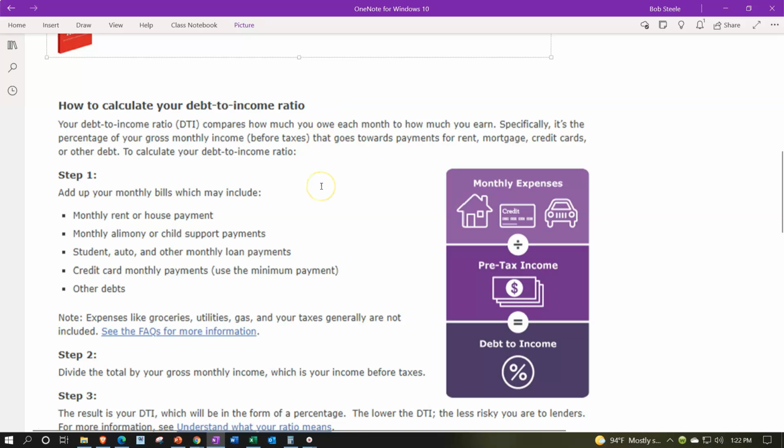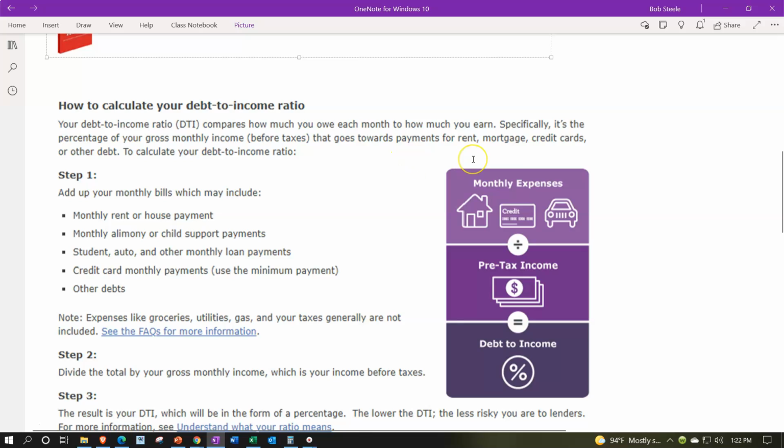So your debt to income ratio, they like to call the DTI, compares how much you owe each month to how much you earn. Specifically, it's the percentage of your gross monthly income before taxes that goes toward payments for rent, mortgage, credit cards, and other debts. That's going to be a key question that, again, could change depending on what you're basically doing your calculation for.